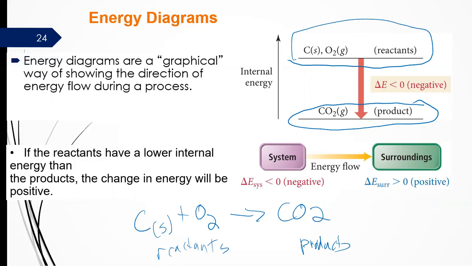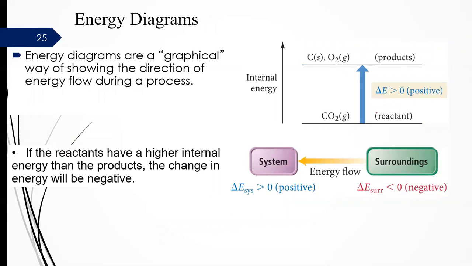That change in energy is going to be negative because we're moving from somewhere where they had more energy inside of them to somewhere where they had less. So you can visually see there's a drop down in that change. On the other hand, if we have the opposite process, we're taking that carbon dioxide and converting it back into carbon and oxygen gas, the internal energy is then going to go up because we're traveling from this lower point to the higher point.